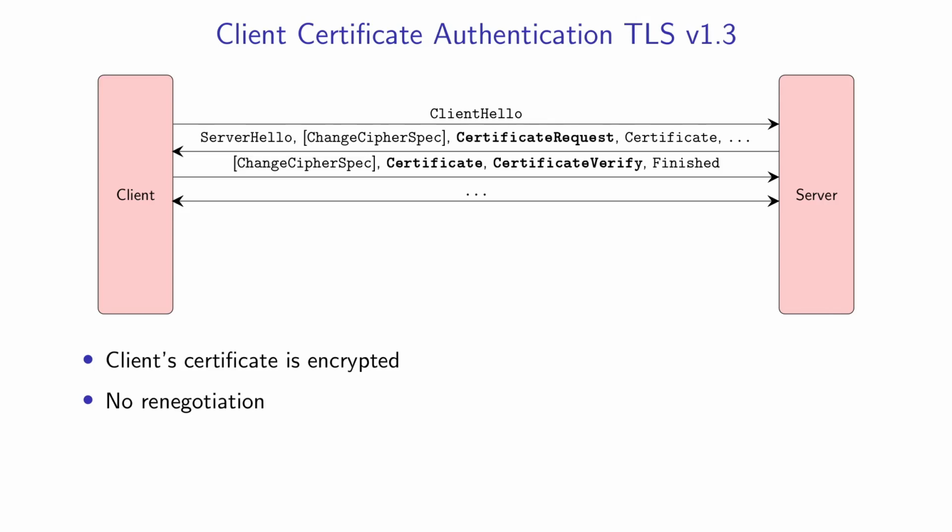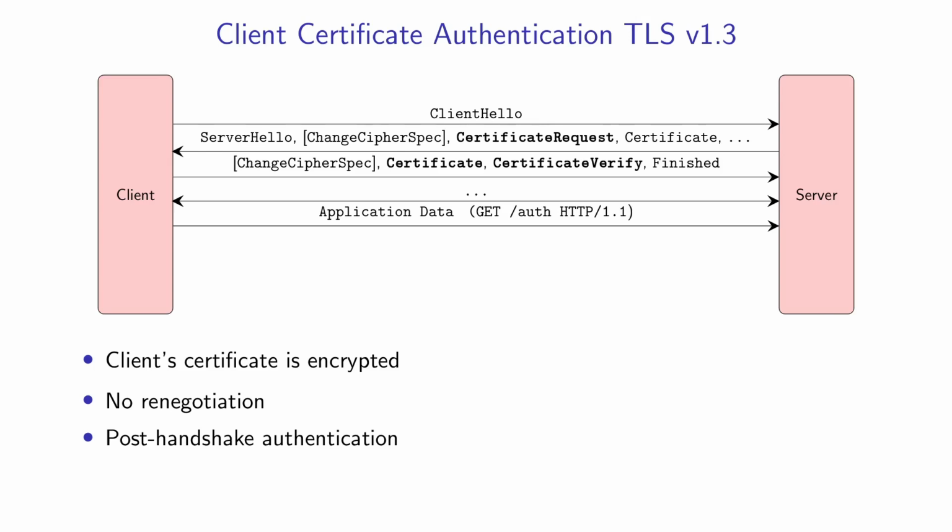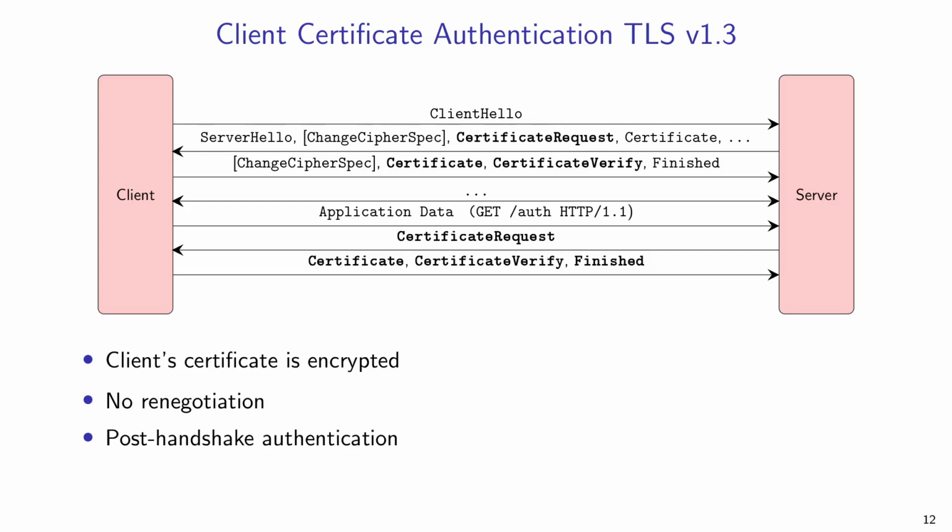However, TLS 1.3 introduces a post-handshake authentication feature. This means that at any point after the handshake has been completed, the server can request certificate authentication. For example, after the client on the application level requests access to some specific resource, auth in this case, the server can respond with a certificate request handshake message, after which the client will send its certificate, certificate verify, and finished messages. So this post-handshake authentication provides a similar feature that could be achieved using the renegotiation feature.